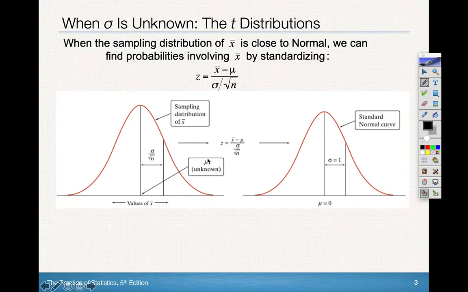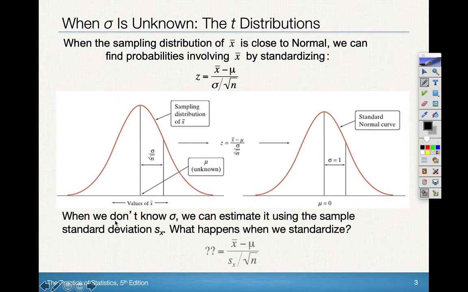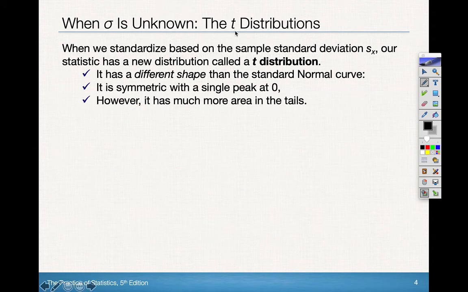But what happens is, when we don't know sigma, which you really won't, who would know this population standard deviation when you're dealing with sample data? How could you possibly know that? What happens? We have to use the sample standard deviation. What happens when we use the sample standard deviation? We get the t-distributions. And notice how I say distributions. There's one normal curve, but there's many t-curves. When we standardize based on the sample standard deviation, Sx, our statistic has a new distribution called the t-distribution.